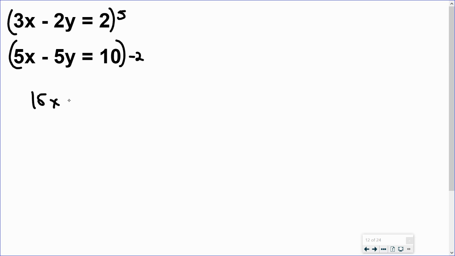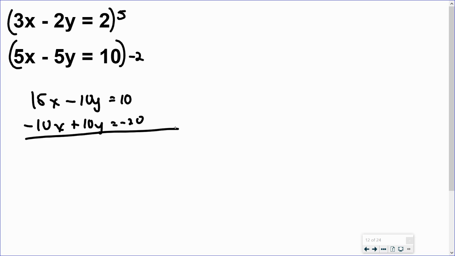So I believe I get 15x minus 10y is equal to 10. And this other one, I get negative 10x plus 10y is equal to negative 20. Now, if I add these up, this is a goner. So this is negative 10, and this is 5x. That means x is negative 2. All right, good. We got an intersection.